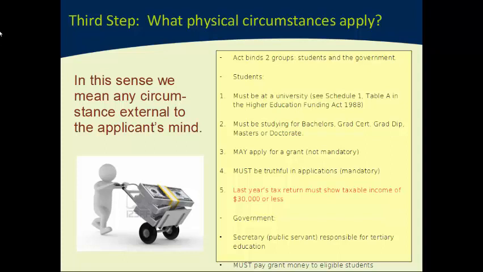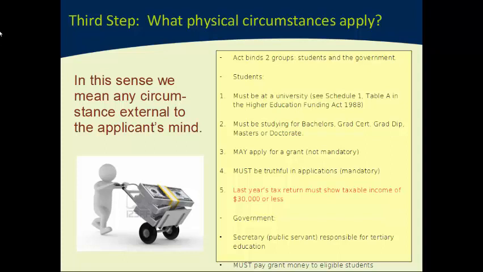In this case, one of the circumstances that is going to apply to students is that their tax return from last year must show a taxable income of $30,000 or less, because that's how we're going to demonstrate that they have a sufficiently low income that they should be eligible for the grant.